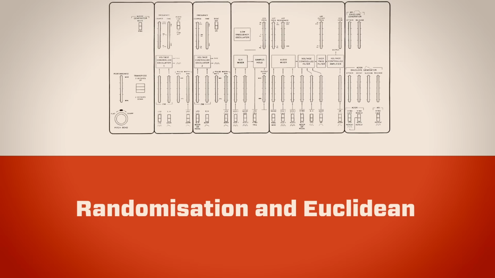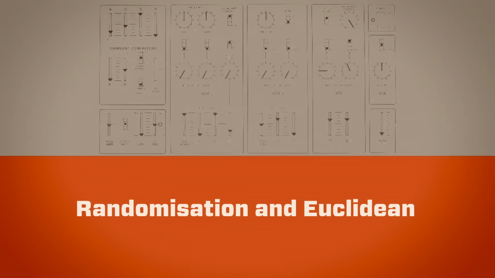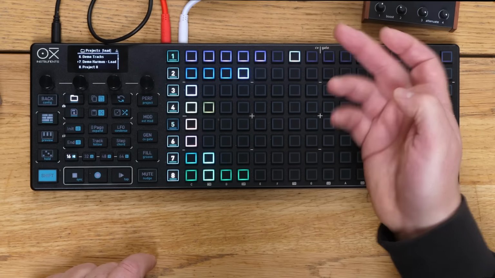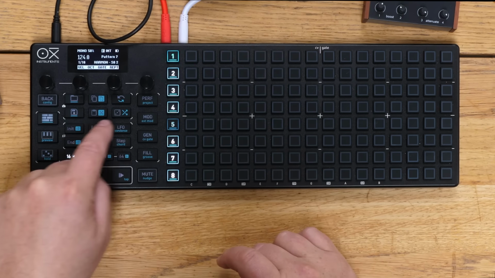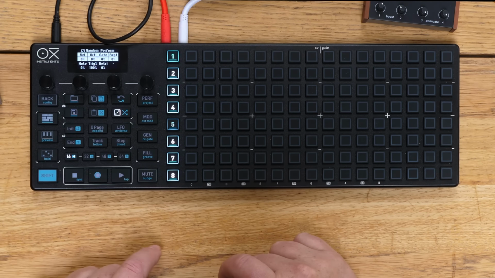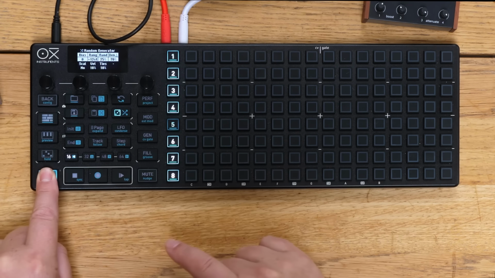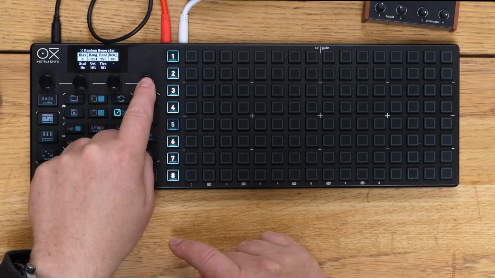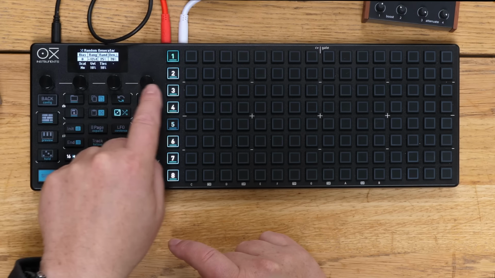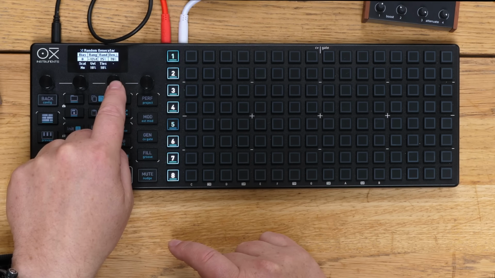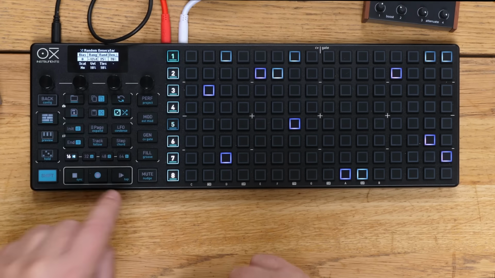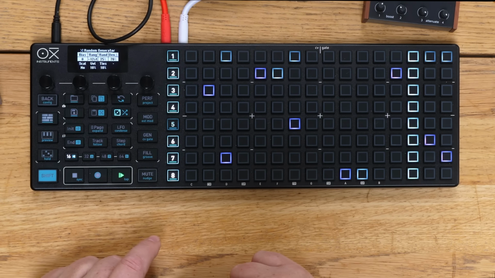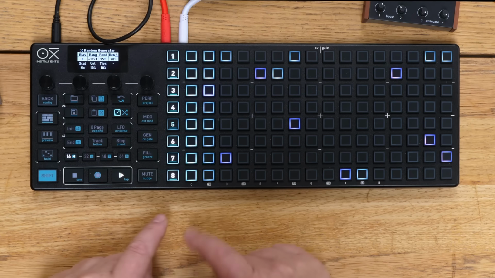I'd like to now show you some of the randomization options. Let's load a new pattern into track 1. And let's go in and take a look at it. So we go to randomization. Shift and randomization, and let's just randomize something. So we've got a density of 70%, random notes at 25%, the range is 12 semitones, and there we go. And it's following 8.